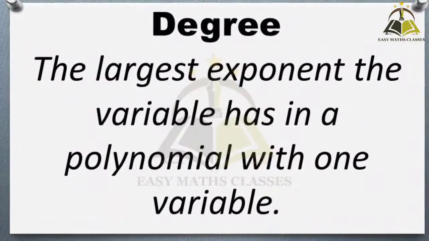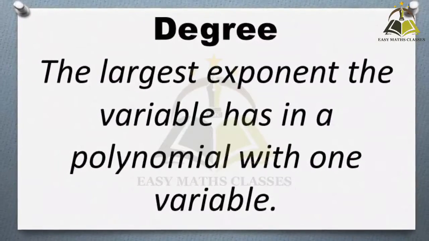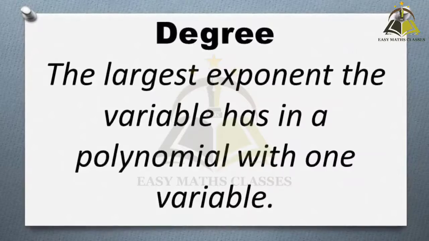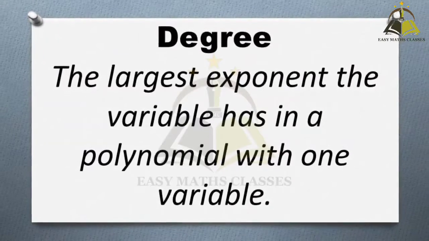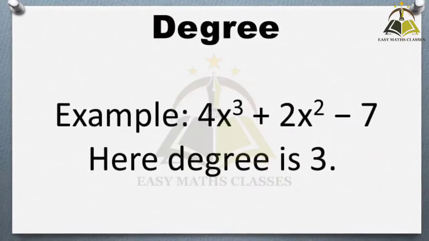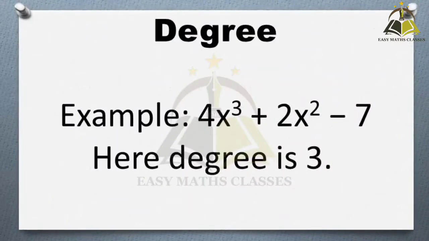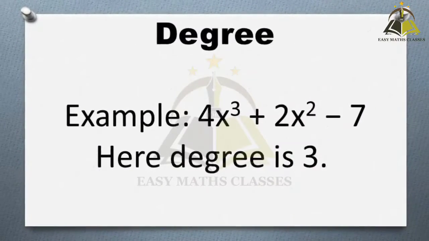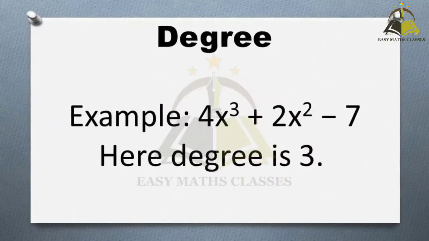Degree. The largest exponent the variable has in a polynomial with one variable is the degree of that polynomial. For example, in this polynomial, 4x cubed plus 2x squared minus 7, the highest exponent is 3. So here 3 is the degree of this polynomial.